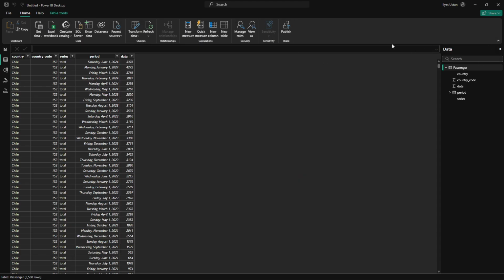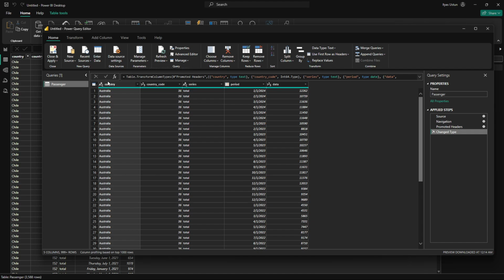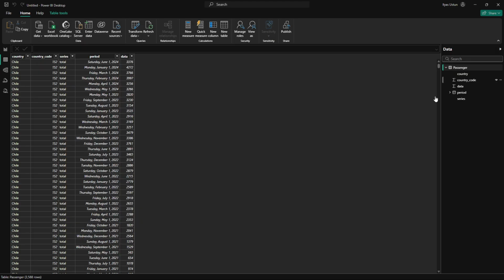So let's say you skip that page and just load the data directly, you can come here, home, and then go to transform data, right, to be able to make sure that the column types are correct, which is very important. So we have country, country code. Okay, we are not really going to use country code. Series is the type that you're looking at. Okay. Period is the date, so it's good. It's date type, and data is the number of passengers in million kilometers traveled, so that's good as well.